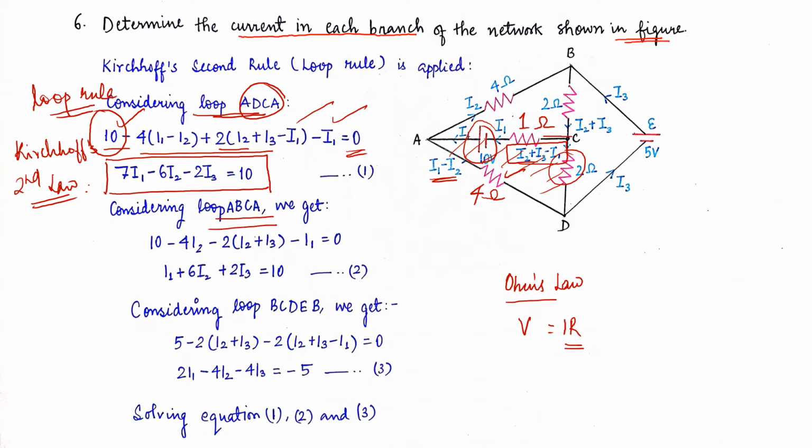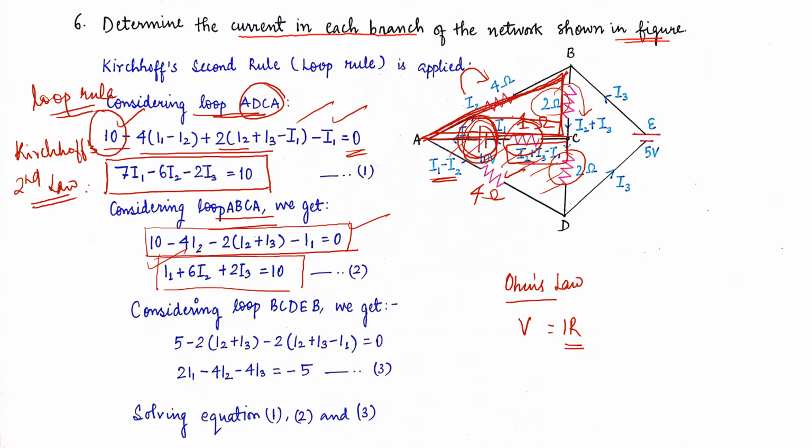Now we are considering loop ABCA. In this loop, 1 ohm into I1 plus 10 from here, then I2 into 4 ohm, then 2 into I2 plus I3. That is the equation which I have written down over here. Upon simplifying this equation, I got a simplified equation which I named as 2.